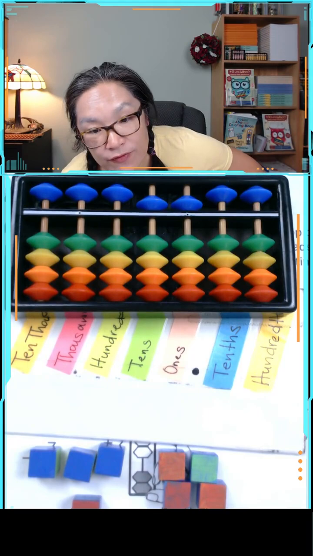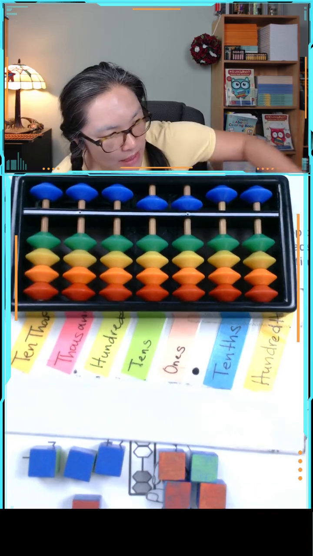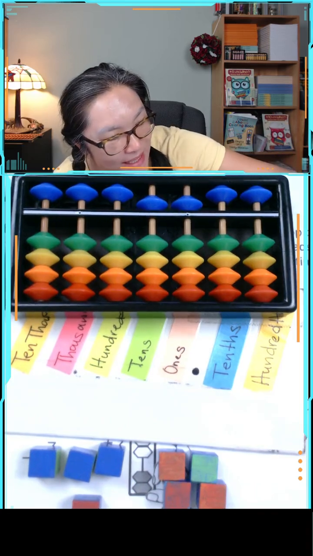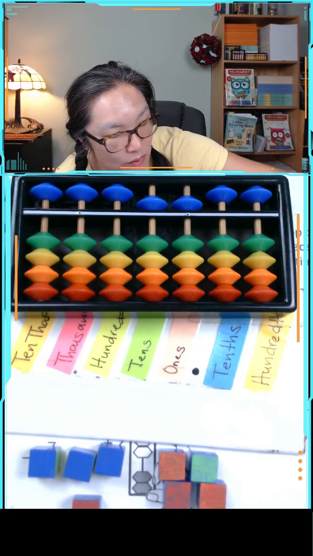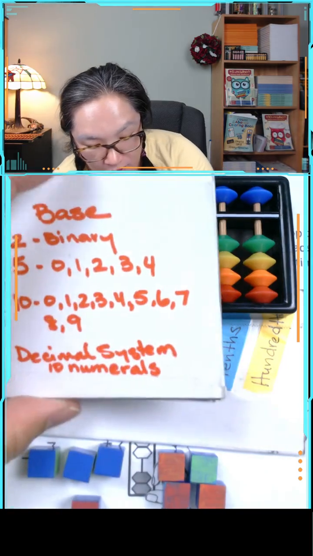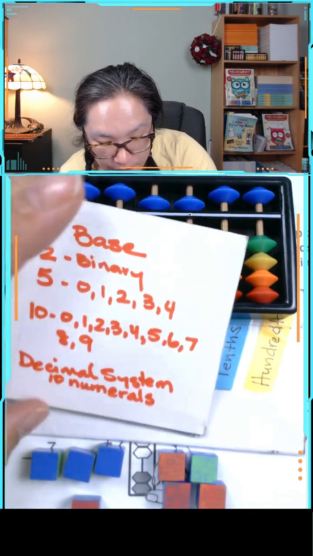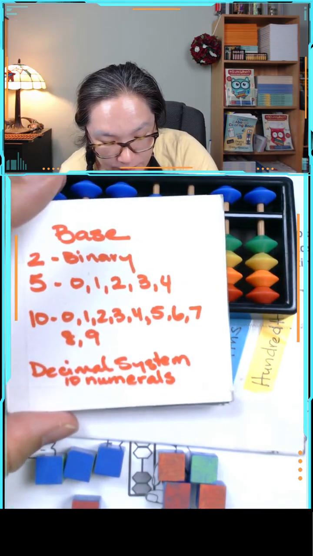Is this base 5 edition? No, this is a base 10. Everybody keeps asking me that. No, it's a base 10. It's a base 10 because we still have 10 decimals. It is not base 5. Base 5 means your numbers only go up from 0 to 4. This goes from 0 to 9. This is a base 10, a decimal system.